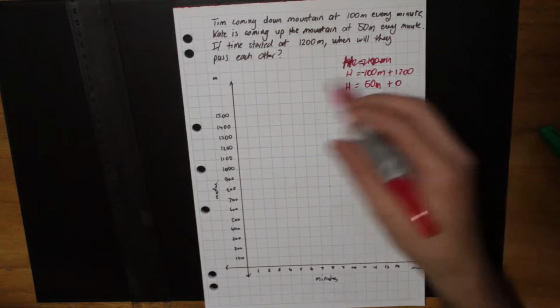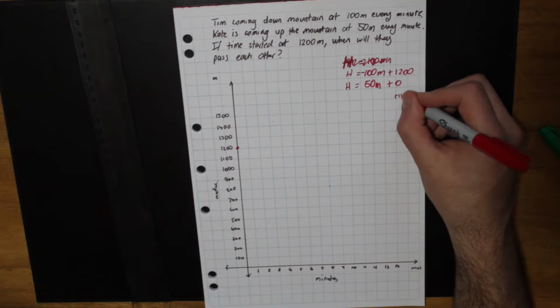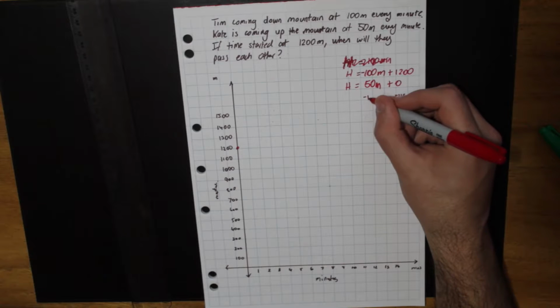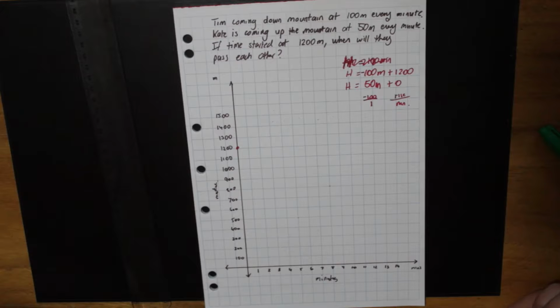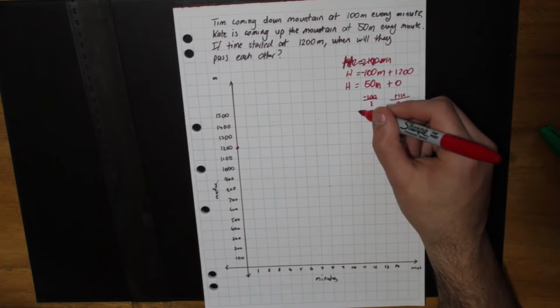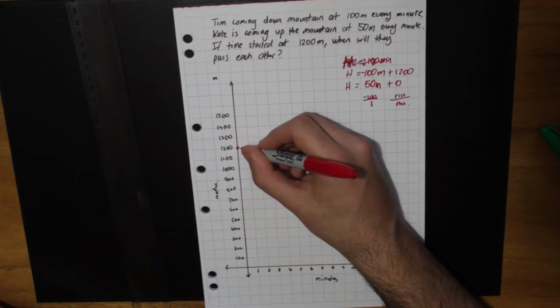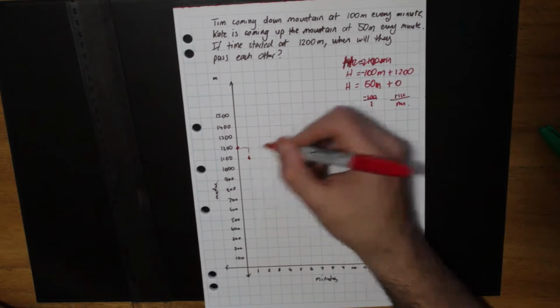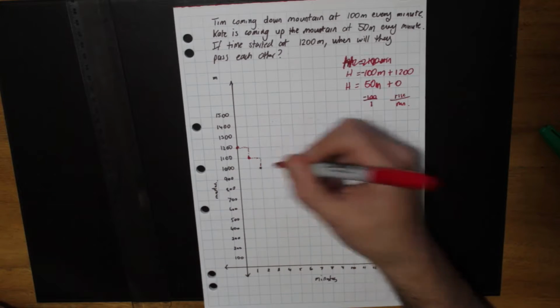So Tim starting at 1200 meters. Now we know using our rise over run, he's going down negative 100 every 1 minute. So we need to go, for every minute across, down 100. So let's go 1 minute across and then down 100. Right here. 1 minute across, down 100 meters.